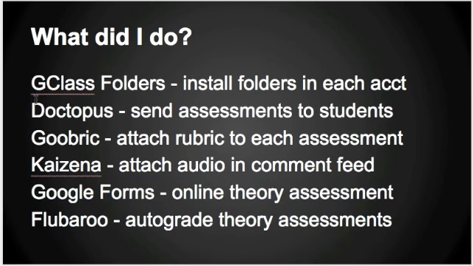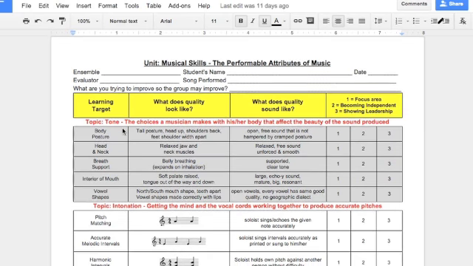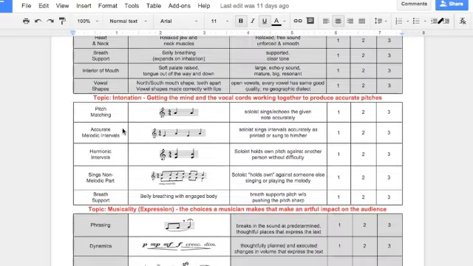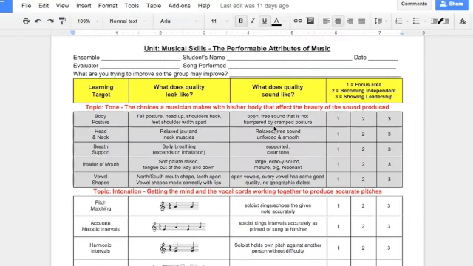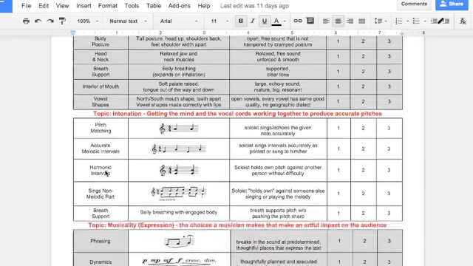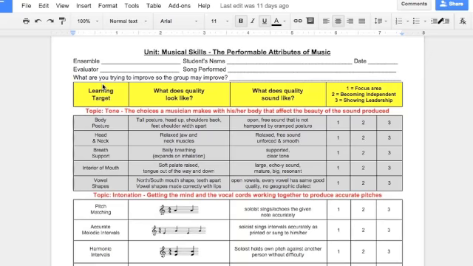So let me show you how this worked with the individual students. Here's the performance rubric that we're using for our students in the vocal area. It lists the topics such as tone and intonation, musicality and technique, and then divides each of those topics into learning targets with what does quality sound like, and a score of 1, 2, or 3 in each of those. For this first assessment of the year, I was just using body posture, pitch matching, and vowel shapes. So just 3 scores this time.